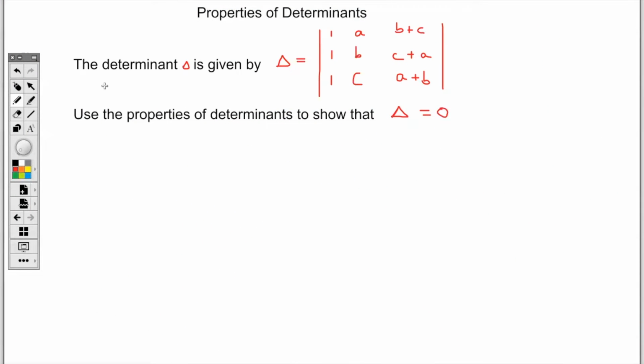The question reads as follows. The determinant is given by the following. This is a determinant that I need to show is zero, and I'm going to use the properties of determinants to show that it is equal to zero. So in order to do this, I will have to do row operations.